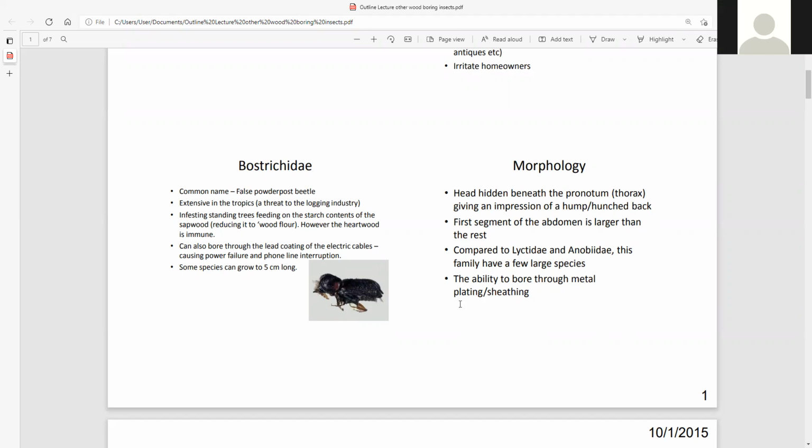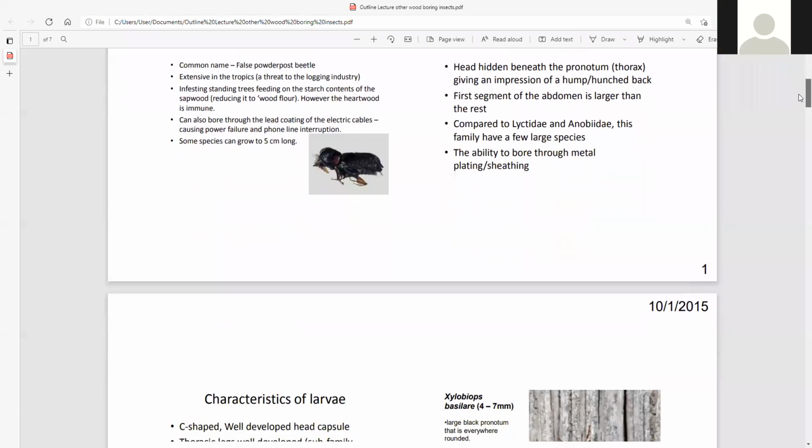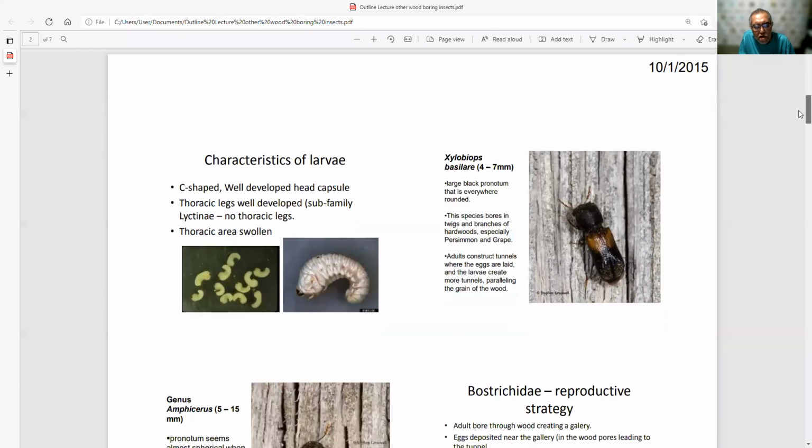The ability to bore through metal plating and sheathing, okay, because of the large size and because of the tough mandible, peralatan mulut yang keras, and because of the hard elytra, the covering wing, forewing, which is tough, so that provides the extra protection when it bores through hard material. Let's look at the characteristics of the larvae.